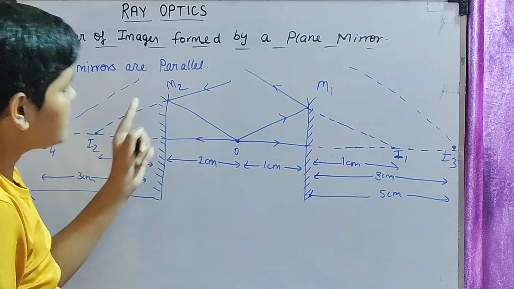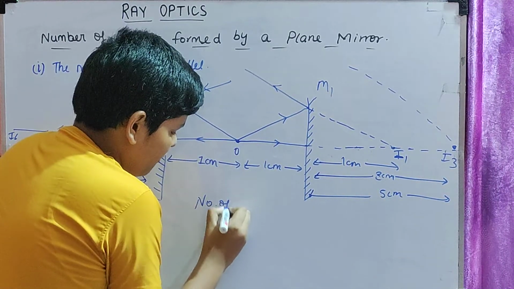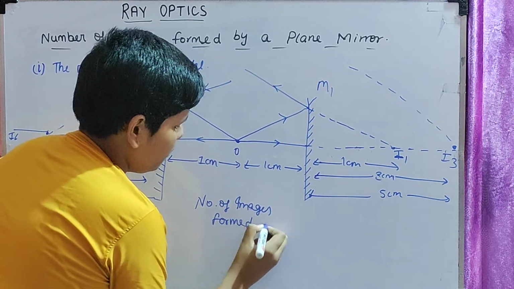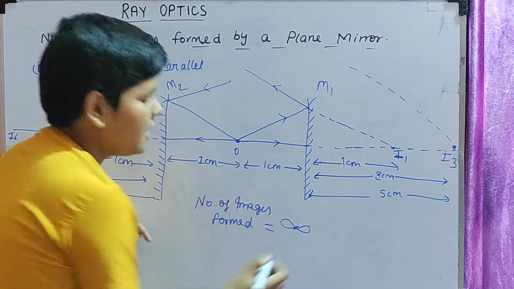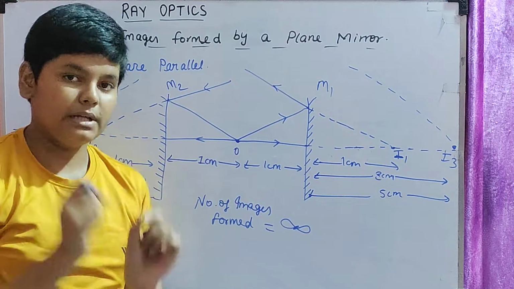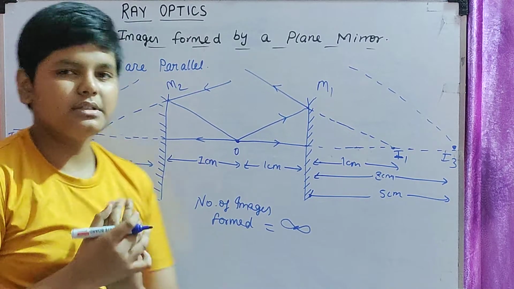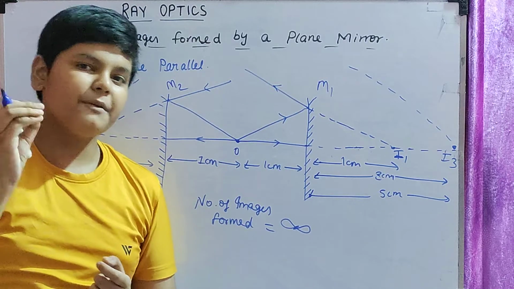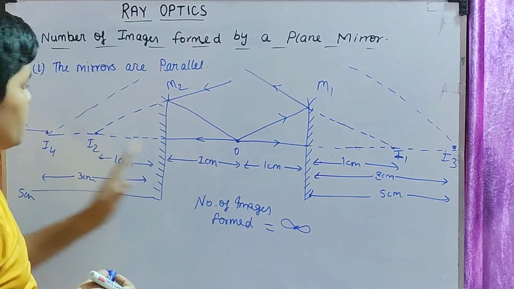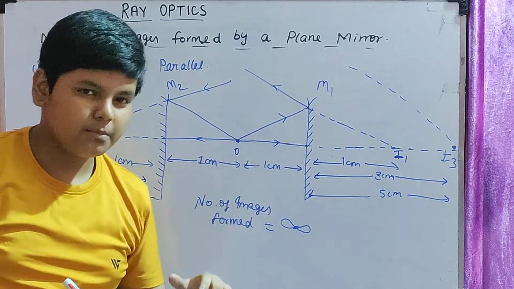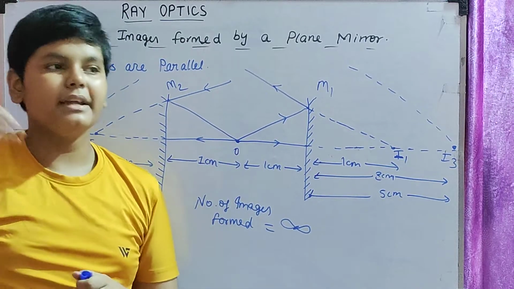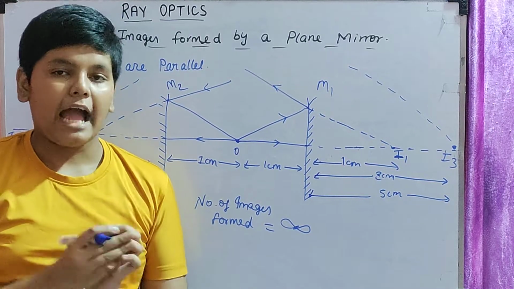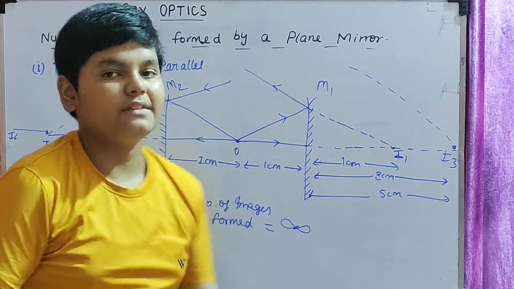So if the mirrors are parallel, the number of images formed will be infinite. There will be an infinite number of images formed, but just one thing, their luminescence, that is their brightness, will be low. It will be fading slowly. The first image will be more prominent, the second image will be less prominent, then the third one even less. So the light intensity will be decreasing slowly. But actually in theory, the number of images formed is infinity.